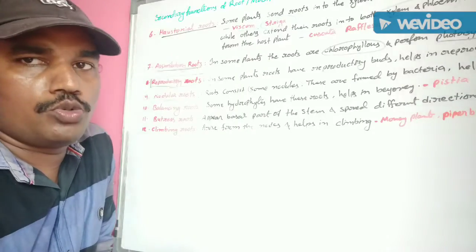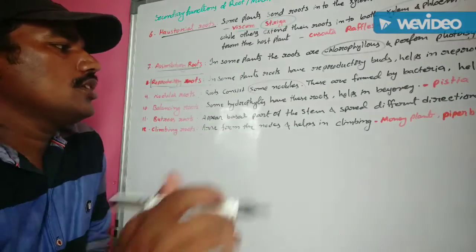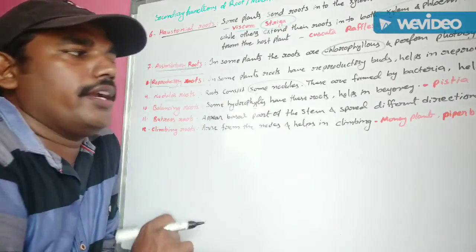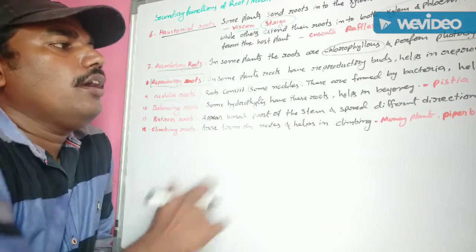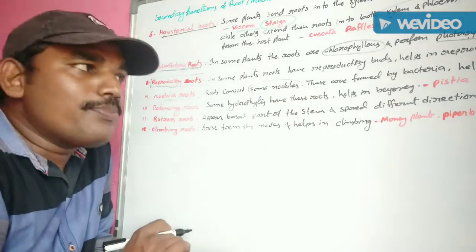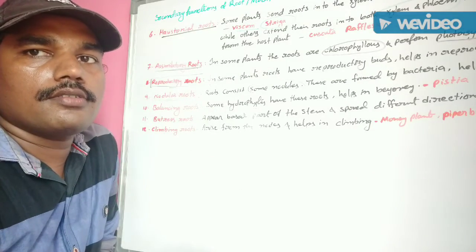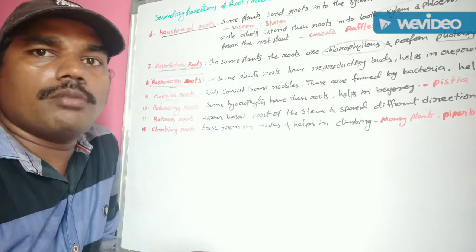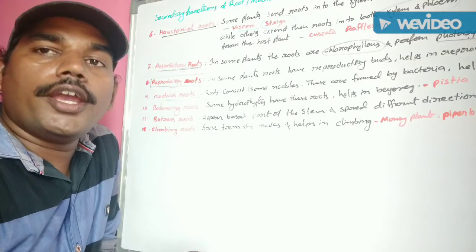Another one, balancing roots. These balancing roots are especially found in some hydrophytes. These roots help in balancing. So these are known as balancing roots. Best examples are Pistia and Eichhornia.